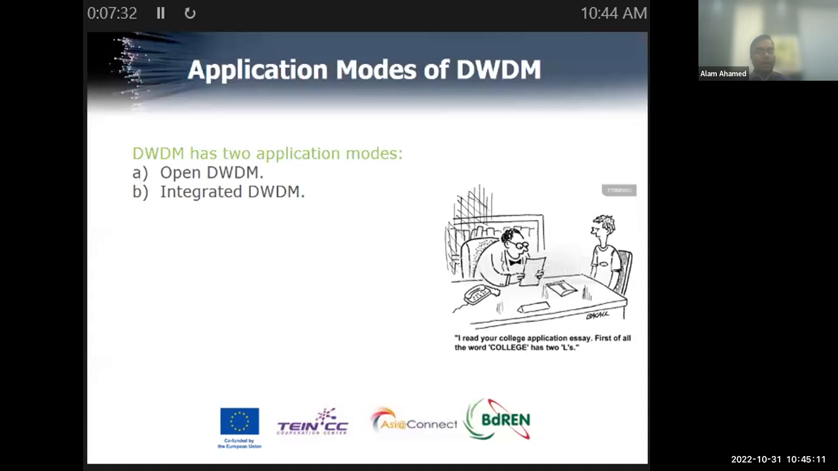DWDM has two application modes, open DWDM and integrated DWDM.